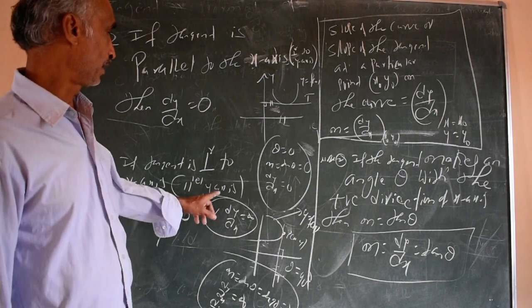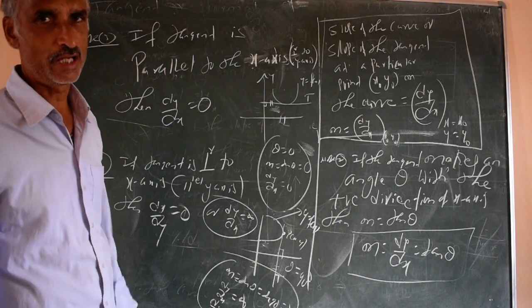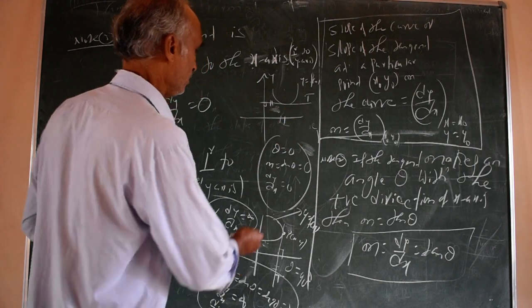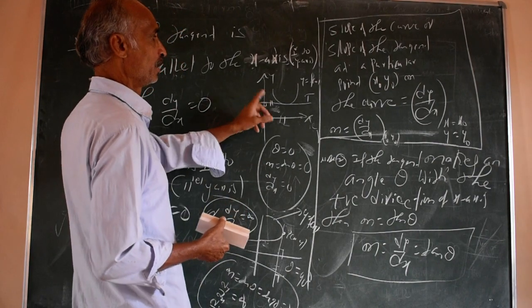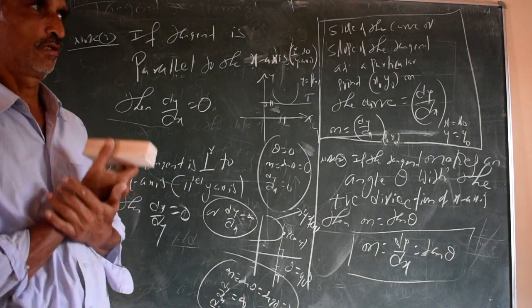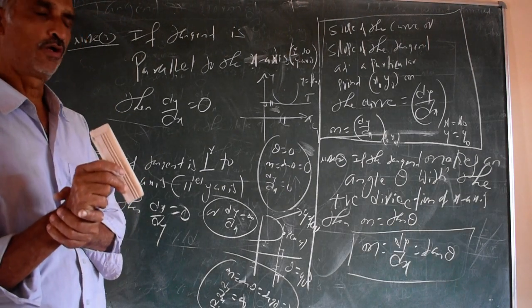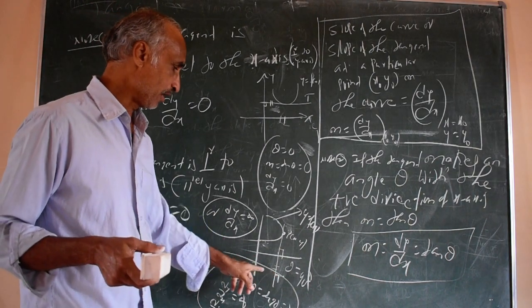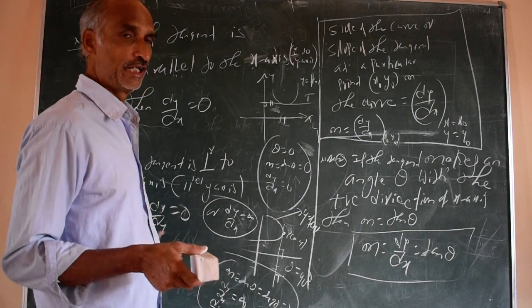So here it is. Tangent is parallel to x-axis, then dy by dx is 0. Tangent is parallel to x-axis means: this is x-axis, this is y-axis. Understood? It is same as tangent is perpendicular to y-axis. It means tangent is either parallel to x-axis, that is perpendicular to y-axis, then dy by dx is 0. If the tangent is parallel to y-axis, then dx by dy is 0.